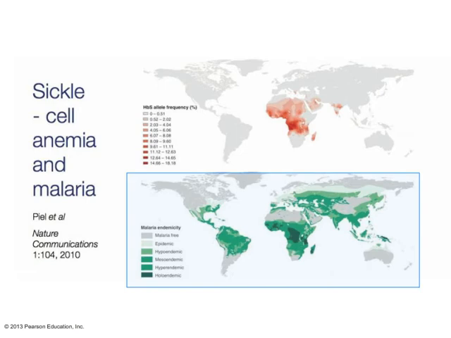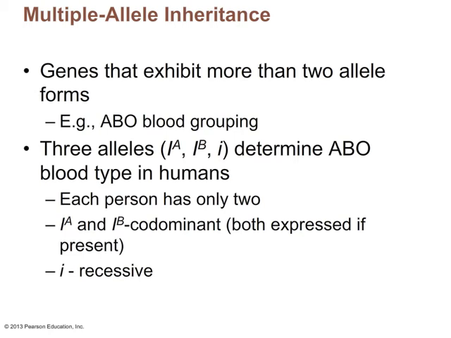So another type of inheritance is something called multiple allele inheritance. And that's an inheritance where you have more than two different versions of a gene. You could have three or four or five.